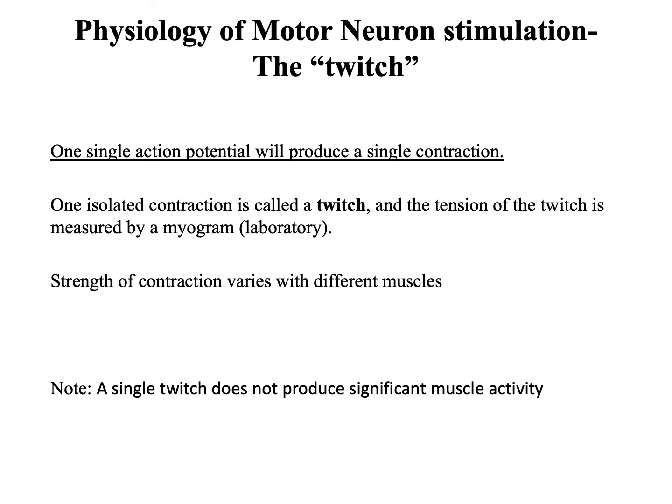So in order to understand the strength of a contraction, I have to show you what a single zap of a neuron to a muscle cell looks like, and that's called a twitch. We've all had a twitch. You know that a twitch does not produce significant muscle activity, right? A twitch is just a twitch. What I'm going to show you is the strength of muscle contraction: a single action potential causing a single muscle contraction, and then it's over.